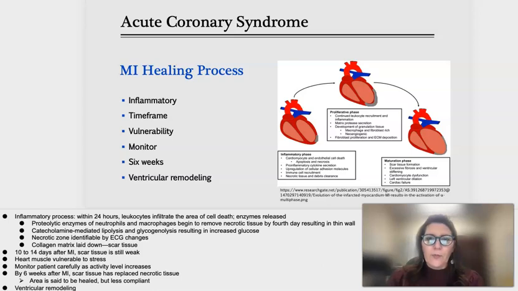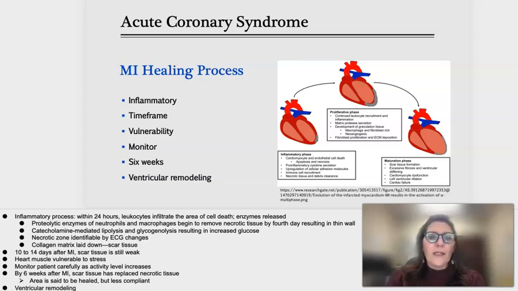The MI healing process. So there's the inflammatory phase. That's within 24 hours. The leukocytes infiltrate the area of cell death, just like anywhere else. You cut your hand on a knife, and your white blood cells go right to the site, right? To get down to business and figure out what they're doing. Same thing happens in your heart. So your white blood cells infiltrate the area of the cell death and enzymes are released.